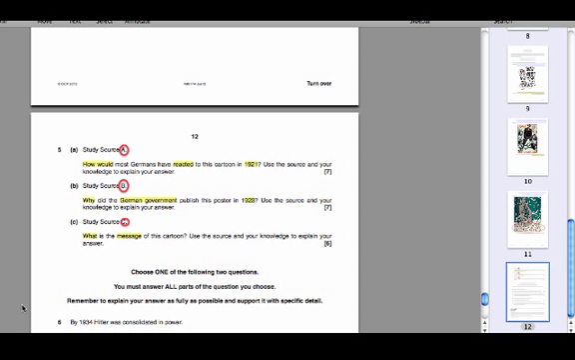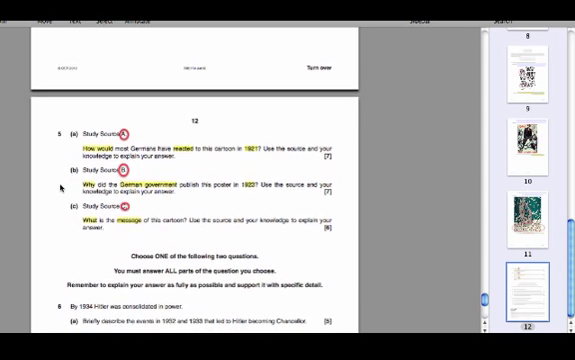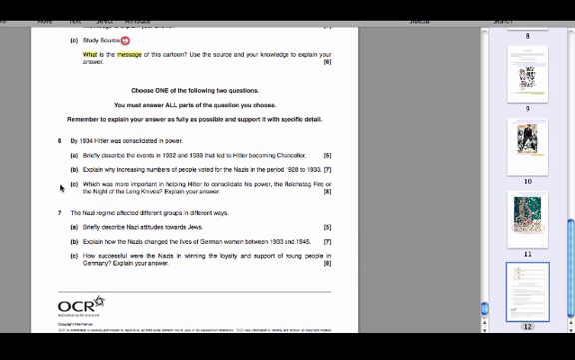Okay, so you will have just finished looking at the source questions on the Germany paper, and we scroll down and we can see that we have another set of multiple choice questions where we got two choices this time rather than three. And just the same as when we did medicine through time, we have to make sure we check through the entire question before we make our decision.